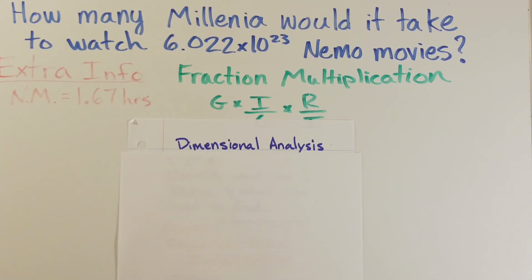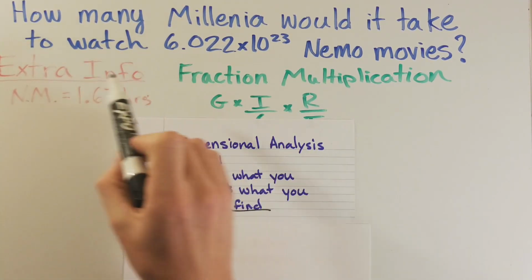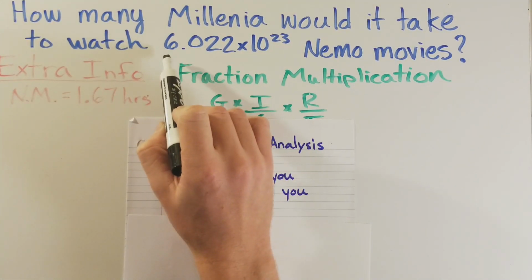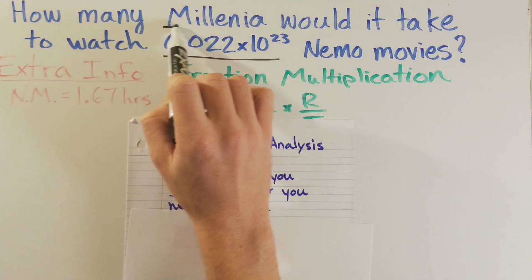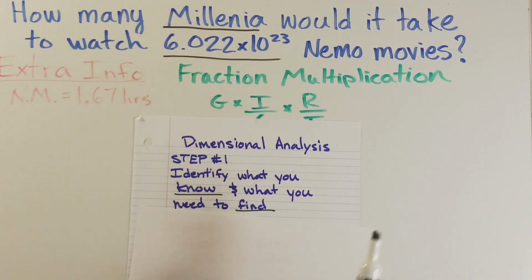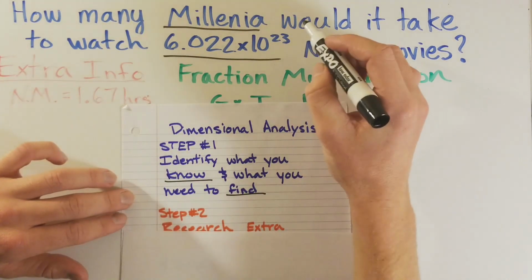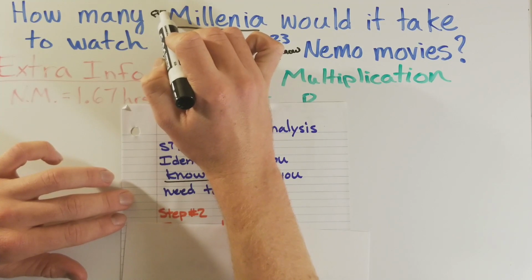Here's my step-by-step strategy. Step one, we want to identify what you know and what you need to find. So we know we're trying to watch 6.022 times 10 to the 23 Nemo movies, and we want to find how many millennia it would take to watch that many Nemo movies. Okay, so that's step one. This is what we know, and this is what we want to find.